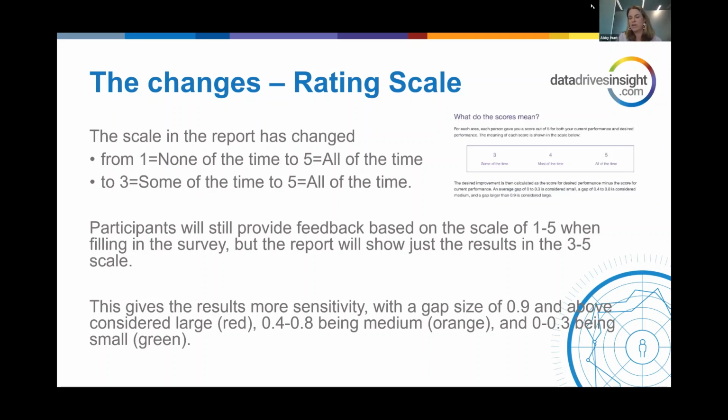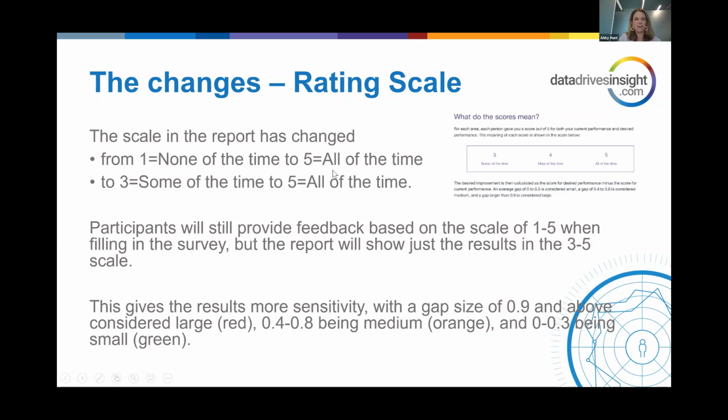What do the scores mean? You can see this little printout on the right hand side. I don't know if you can actually see my mouse swirling around there, but that's what will be printed on the actual report, which I'll go through a sample of shortly. So we don't have the full 1 to 5 on there anymore.